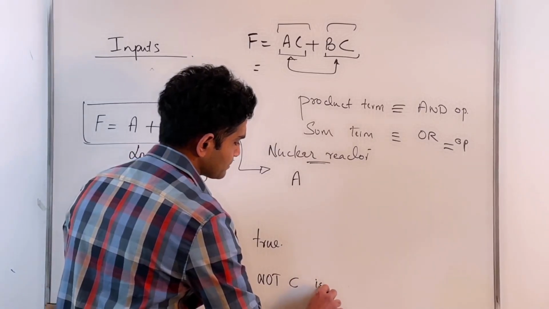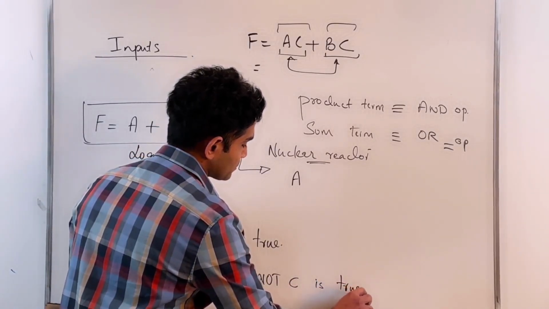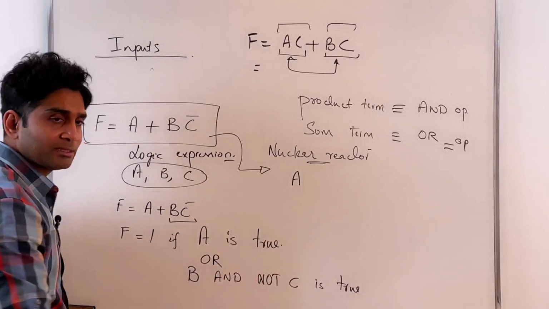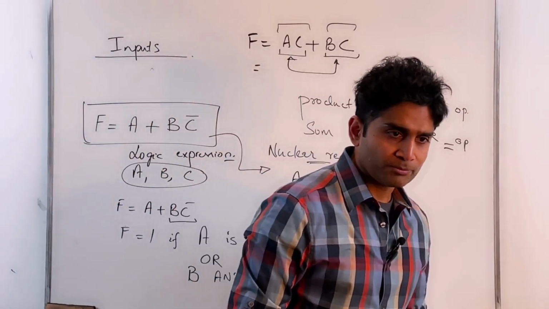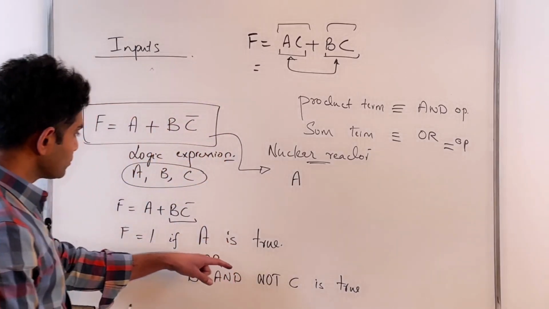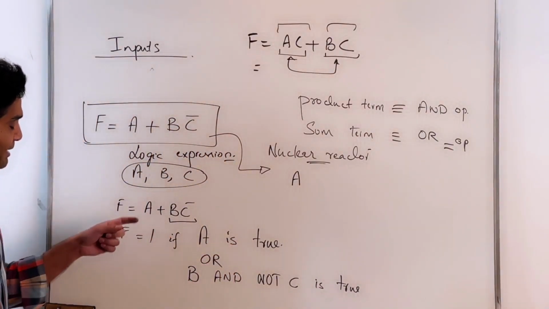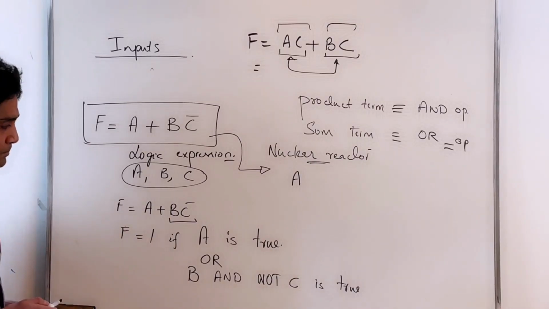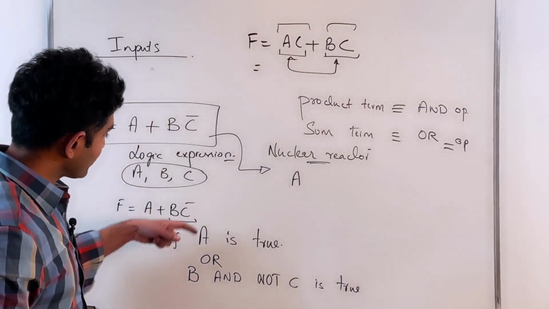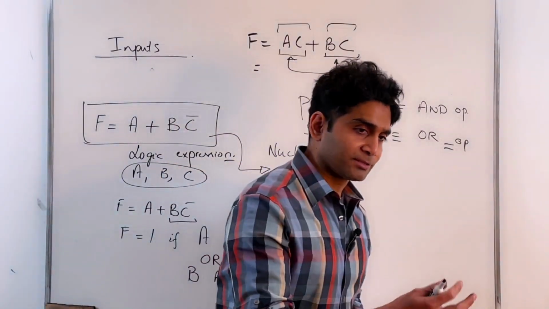Not C is true. So this product of B and not C has to be true, or F has to be true for my A has to be true for my F to be true. Okay. So as you can already see, my A kind of takes the precedence here.